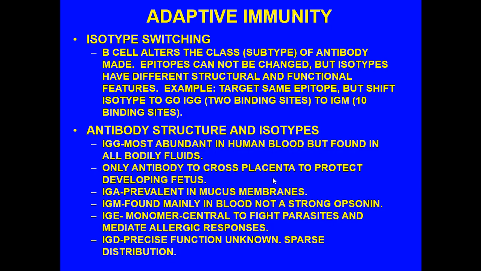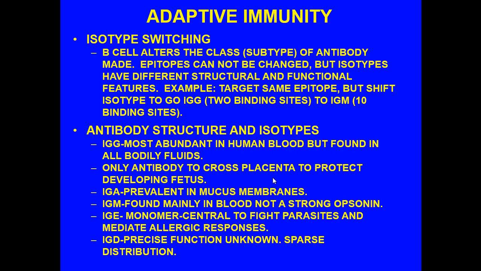But here's the good part. You can change the type of antibody made. The antibody will have the same binding site for those epitopes, but you can shift isotypes from IgG to IgM, et cetera. So what does that mean?